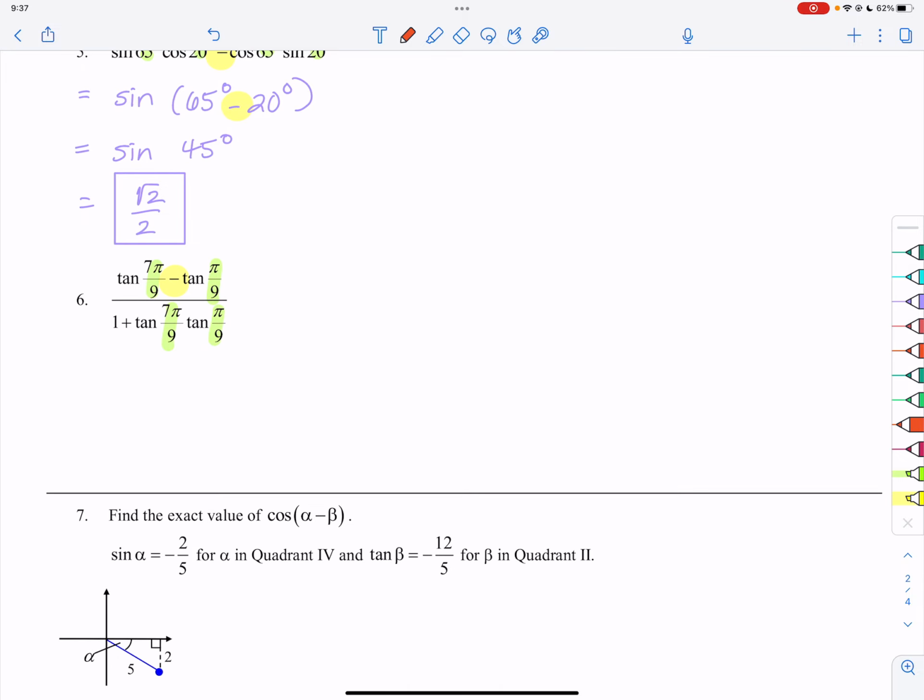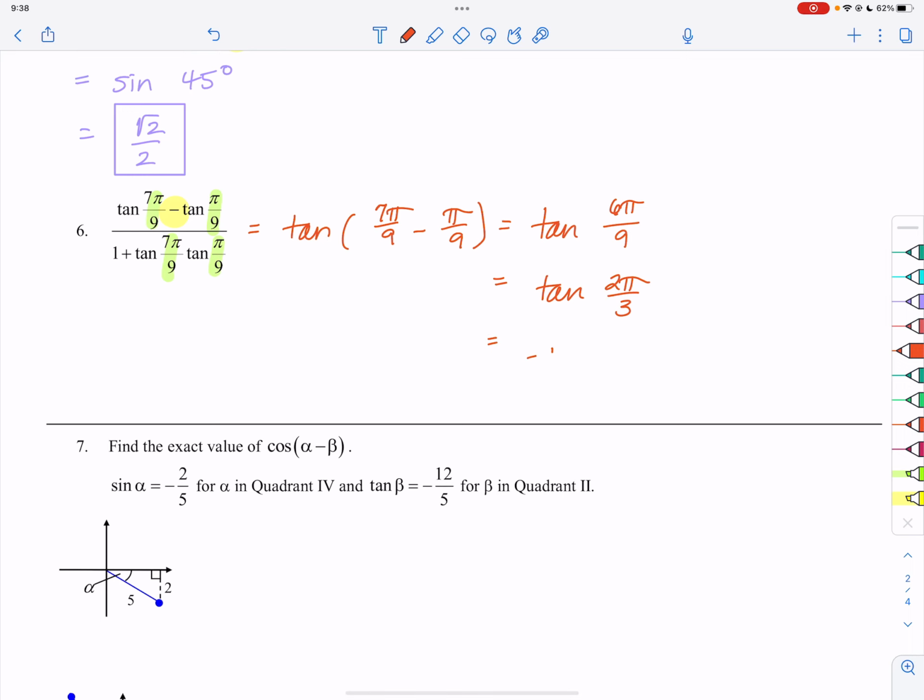Okay, so we can say that that's equal to the tangent of 7 pi over 9 minus pi over 9. And that's equal to the tangent of 6 pi over 9, and that's equal to the tangent of 2 pi over 3, and that's equal to the opposite of root 3.